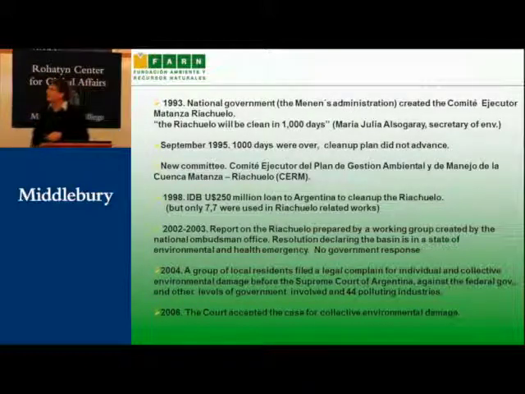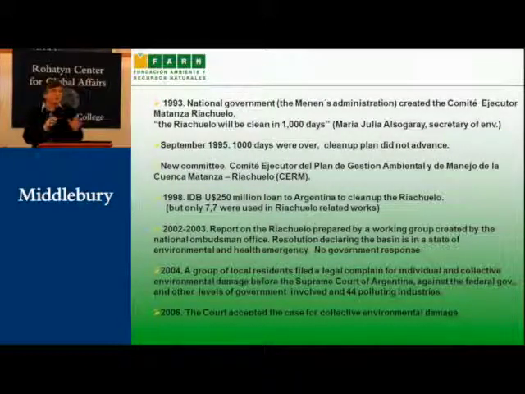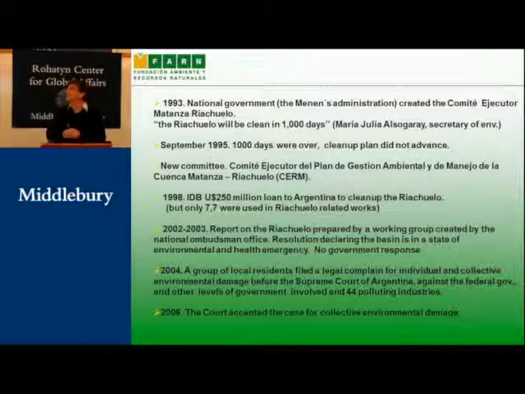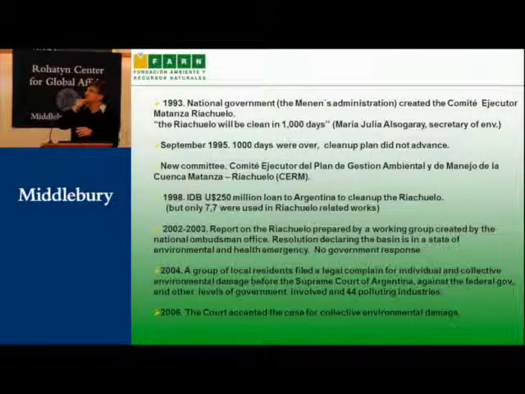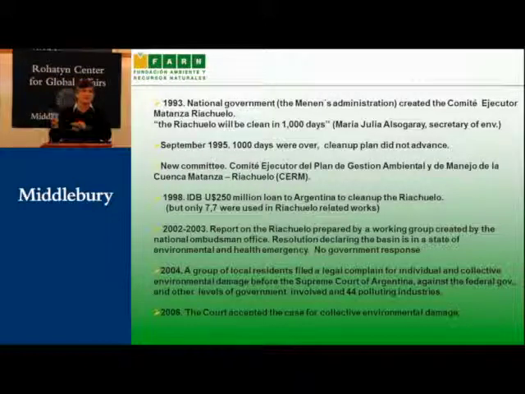I'm not going to go into the historical detail, but in the last 20 years, there have been several government attempts to address the environmental and social problems of the basin that failed miserably. In 1993, for instance, remember Argentina returned to democracy in 1983. In 1994, 10 years later, we have a constitutional reform that recognized the right to a clean environment.